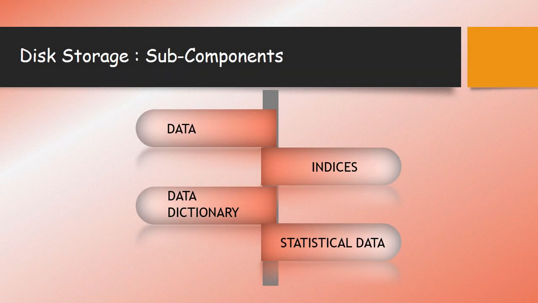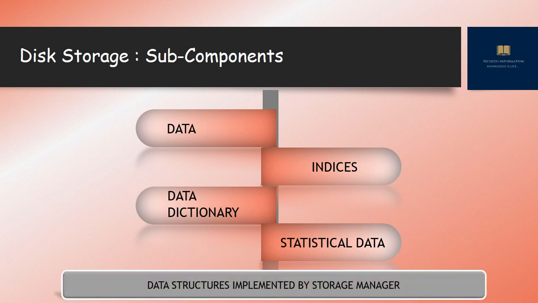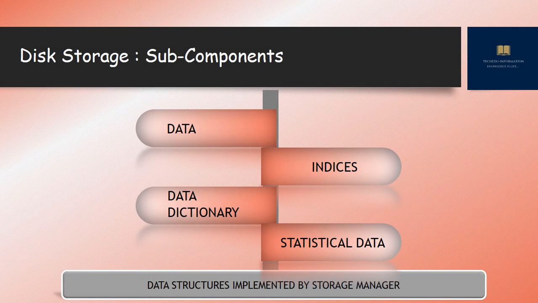This disk storage is having subcomponents like data, indices, data dictionary, statistical data. So these are the four components of this disk storage. So these four components are nothing but called data structures, and these four components are implemented by the storage manager. Storage manager, as we have seen, is situated over the disk storage. So let us see one by one what is meant by data.